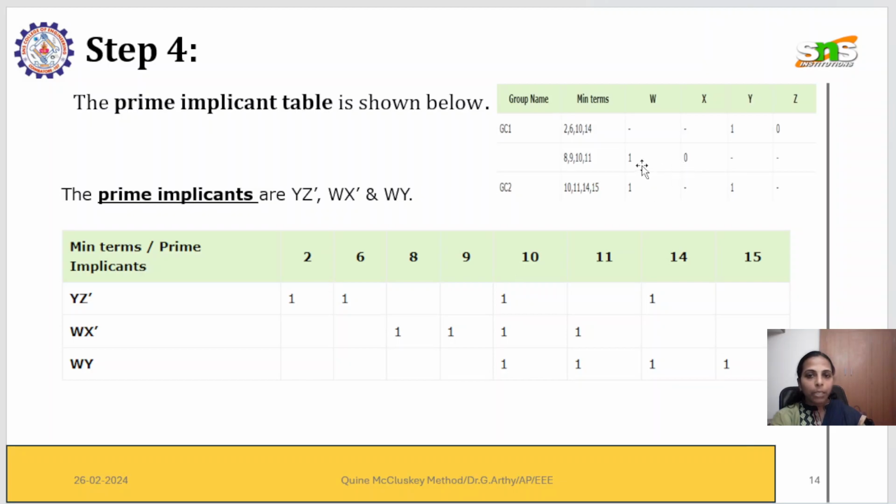Similarly for w x dash, the minterms are 8, 9, 10 and 11. Similarly, for the last case, the minterms related to this prime implicant are 10, 11, 14 and 15. Right? So a prime implicant table is formed from the prime implicants.